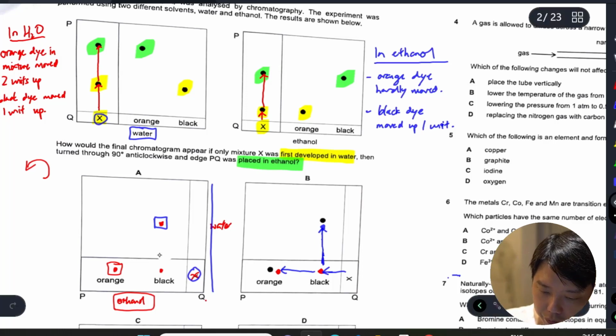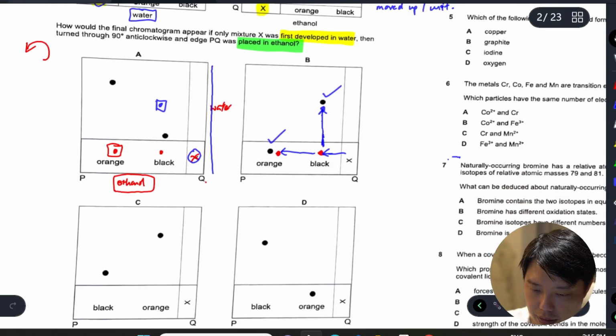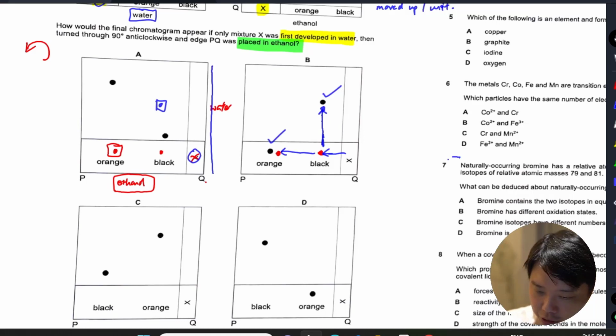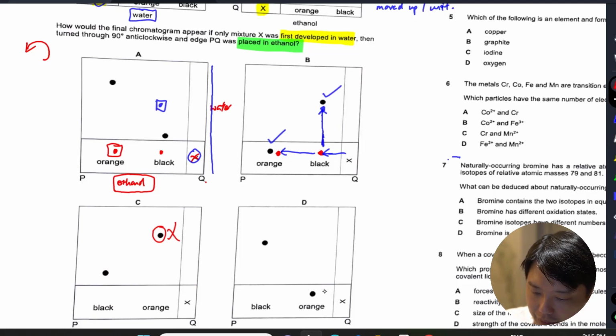Okay, so if I erase option A, you realize that the two placements don't make sense. It's very far from where you would expect. Option B makes sense for the black and also for the orange. Let's take a look at the other two. They also don't make sense. Orange is not supposed to be so far up, neither is it supposed to be so near to the origin, the origin where the mixture was first dotted in. So these two points are wrong. So that's why our answer is B.